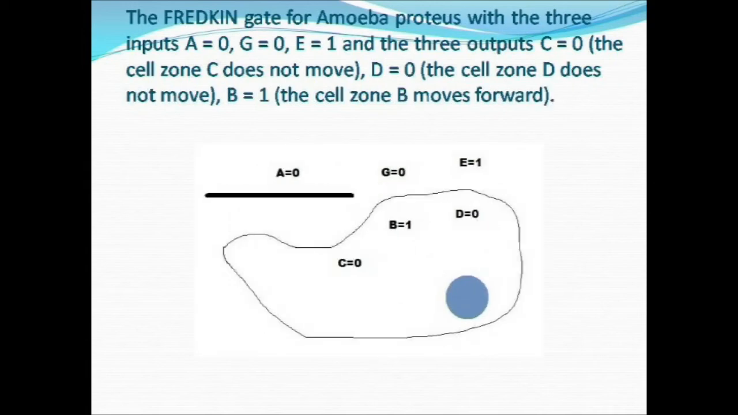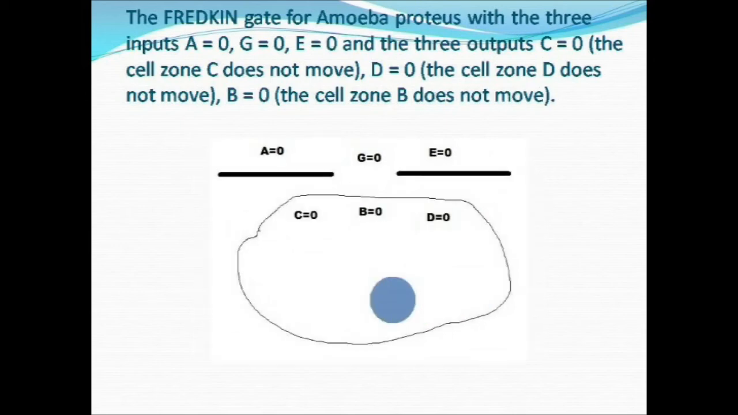The Fredkin Gate for Amoeba proteus with the three inputs A equals 0, G equals 0, E equals 1, and the three outputs C equals 0, the cell zone C doesn't move, D equals 0, the cell zone D doesn't move, B equals 1, the cell zone B moves forward.